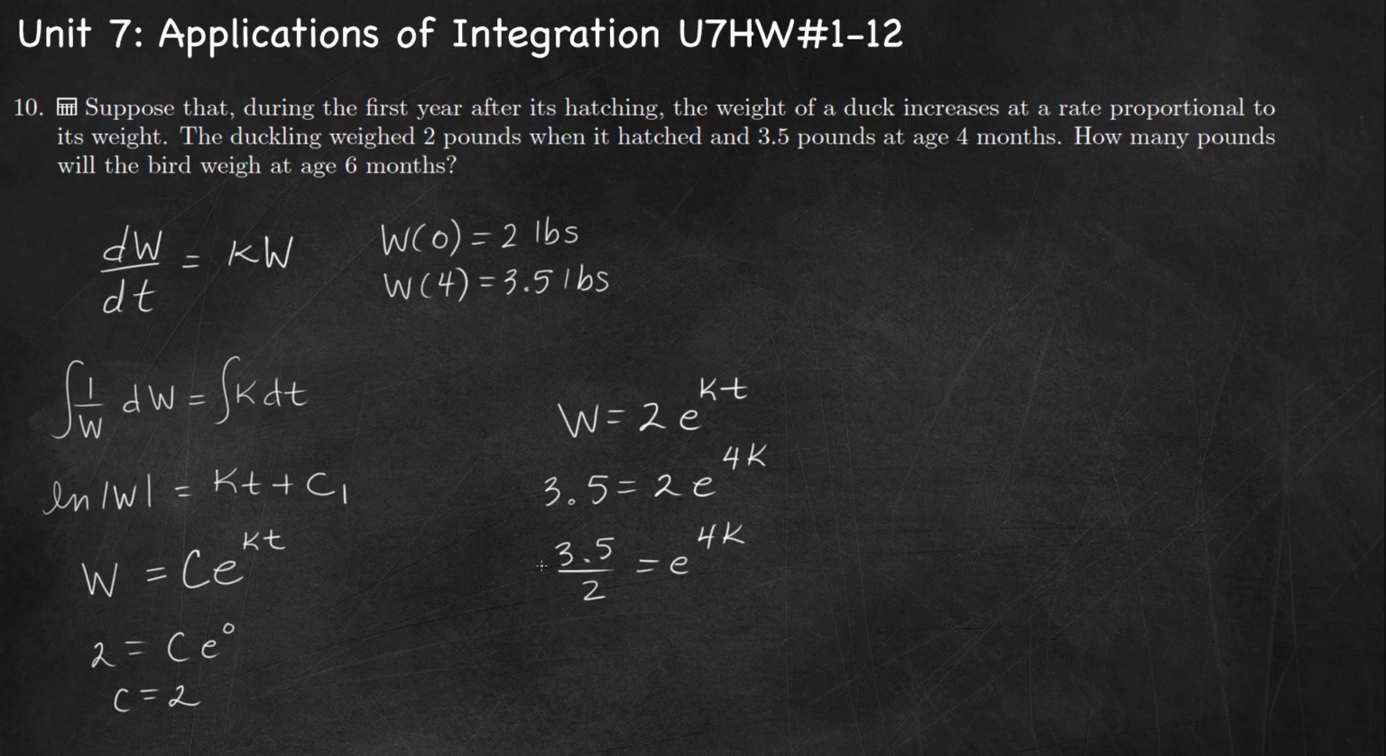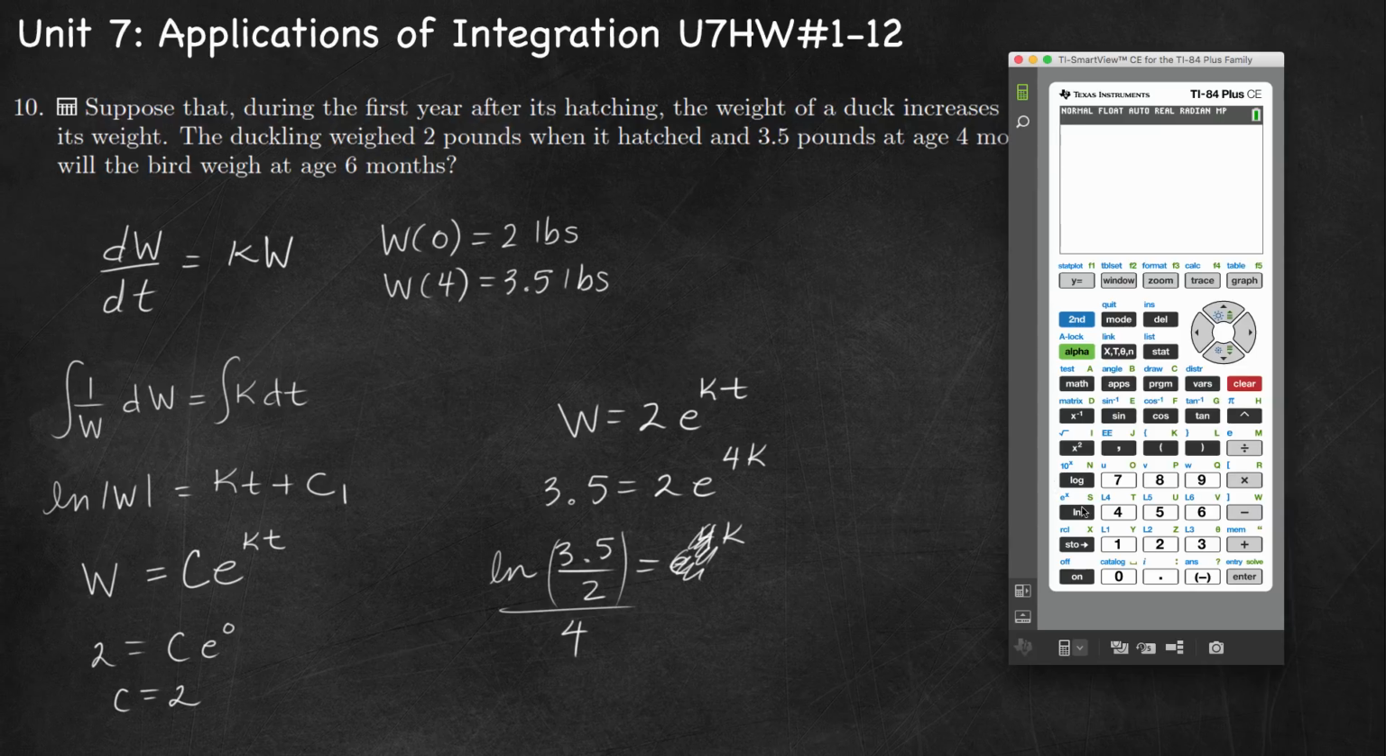We're going to take the natural log of both sides. When I take the natural log of e to the 4k, I just get 4k. And then we divide by 4, and that gives me k. So ln of 3.5 over 2, divided by 4, and I have k equals 0.1399.